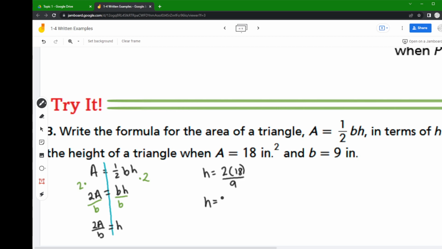All right, so 2 times 18 is 36, and 36 divided by 9 is 4. So the height here for a triangle that has the area of 18 inches and a base of 9 inches would be 4 inches.